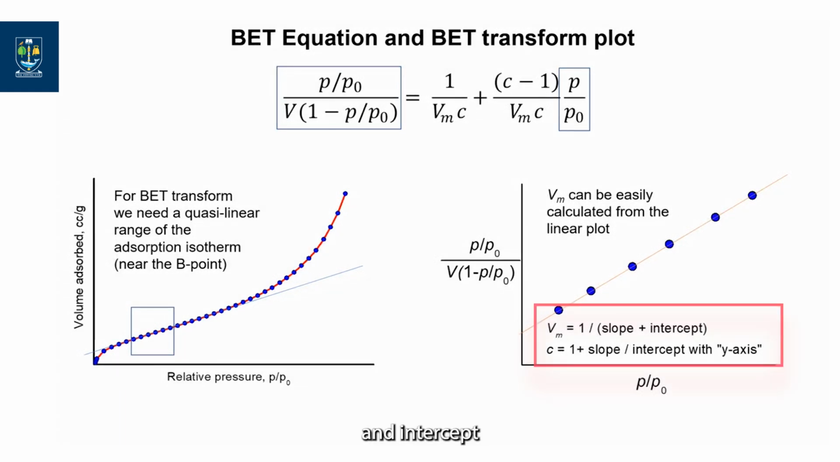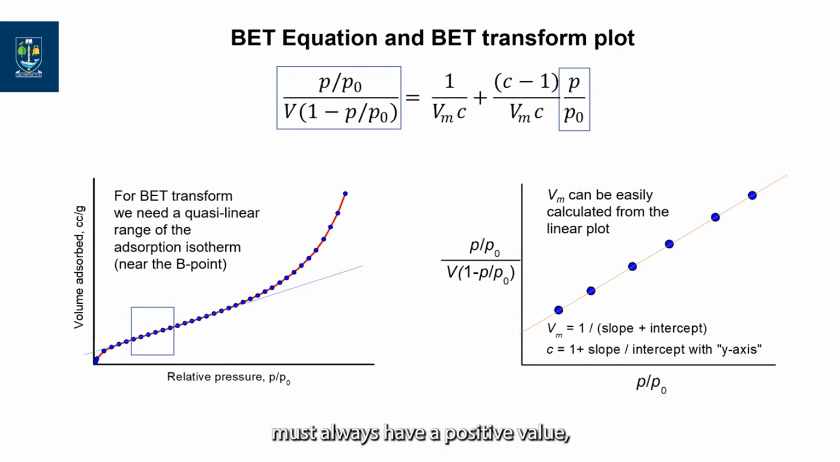From the slope and intercept, we can derive the numerical values of the monolayer volume as well as the constant C. The constant C is proportional to heat of adsorption. That means fundamentally C must always have a positive value, which is important to check if the BET data approximation makes sense. For example, if you've got a negative intercept, then you probably took a wrong range for your BET transform plot.